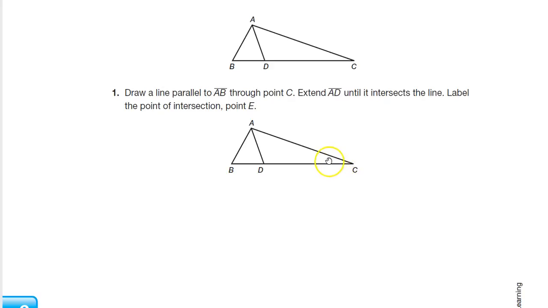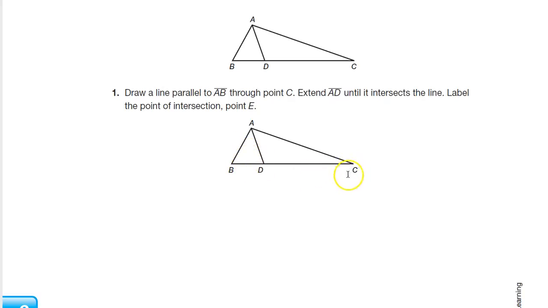So you're going to say, let's see, we have another pair of alternate interior angles. So this would be DCE. This angle that would be right in here is going to be congruent to this angle right here.